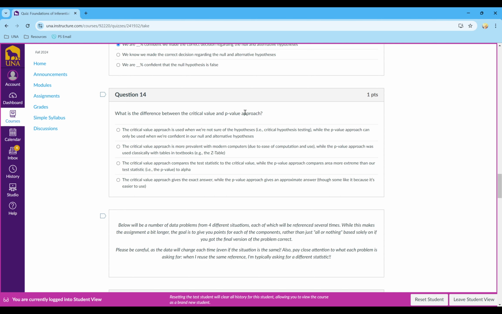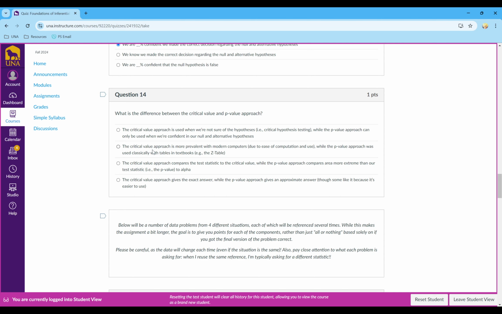Difference between critical value and p-value approach. Well, critical value calculates the critical value from the distribution and then compares it to the test statistic. P-value uses the test statistic and then calculates the probability of that or something greater, more rare than that. So critical values when we're not sure the hypothesis. No, probably not.